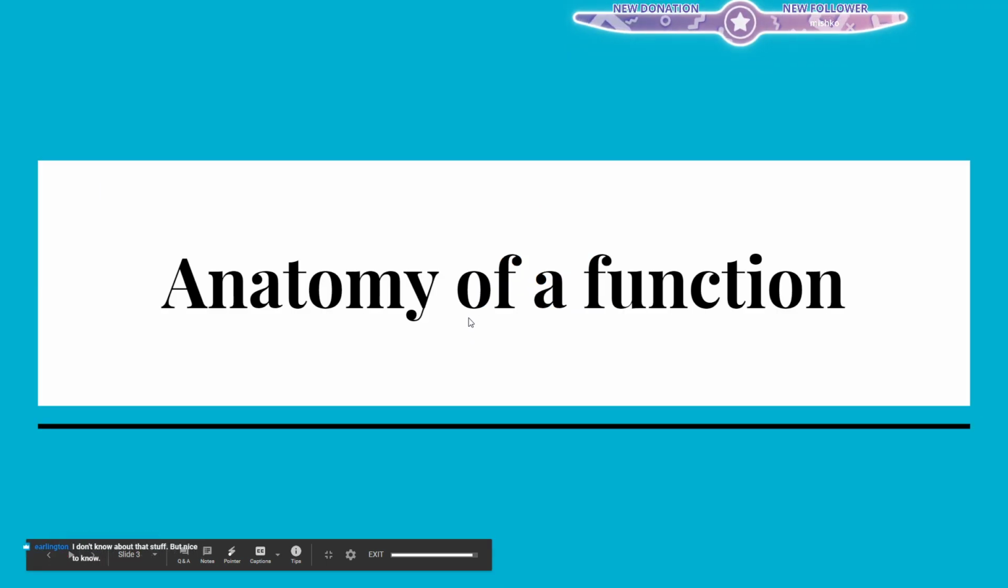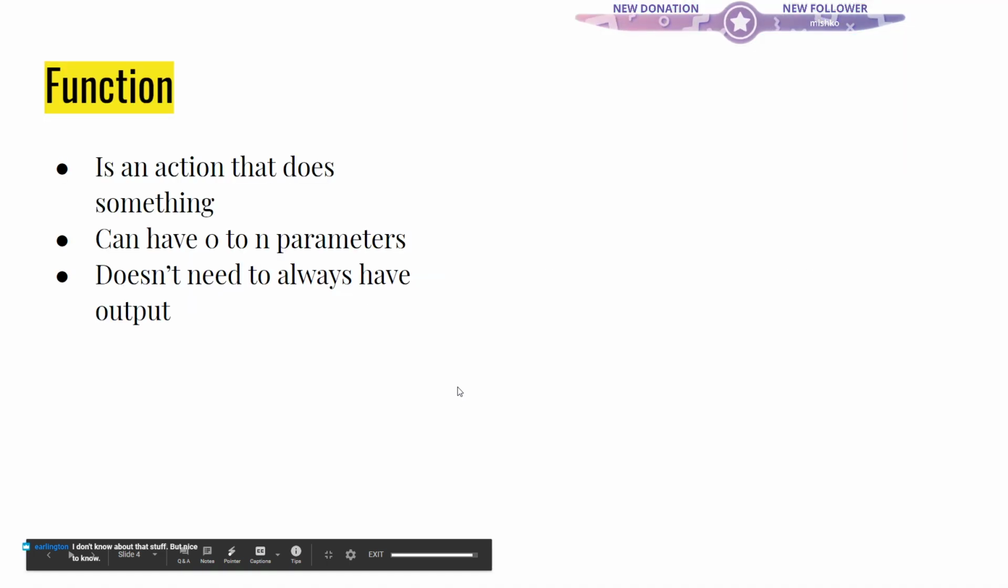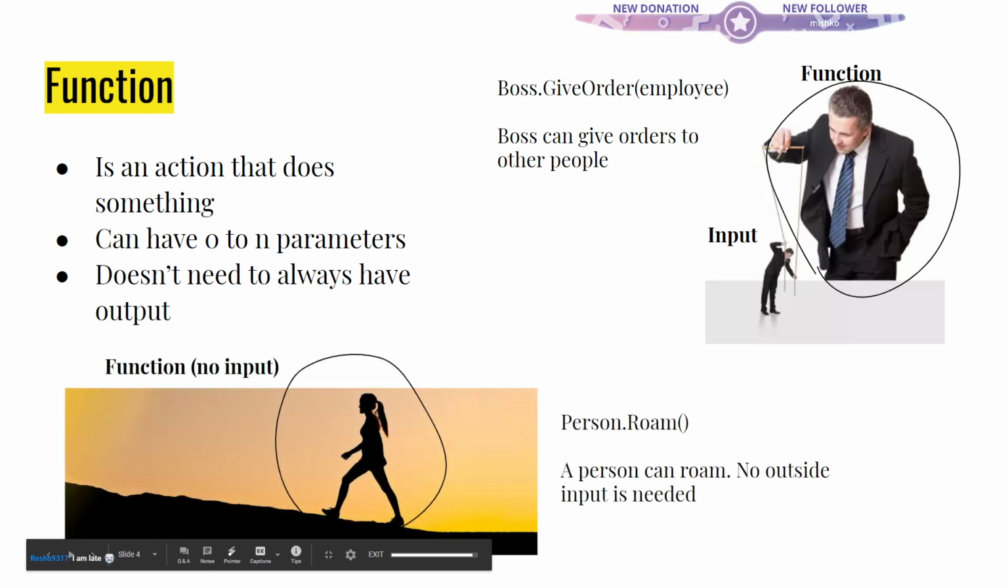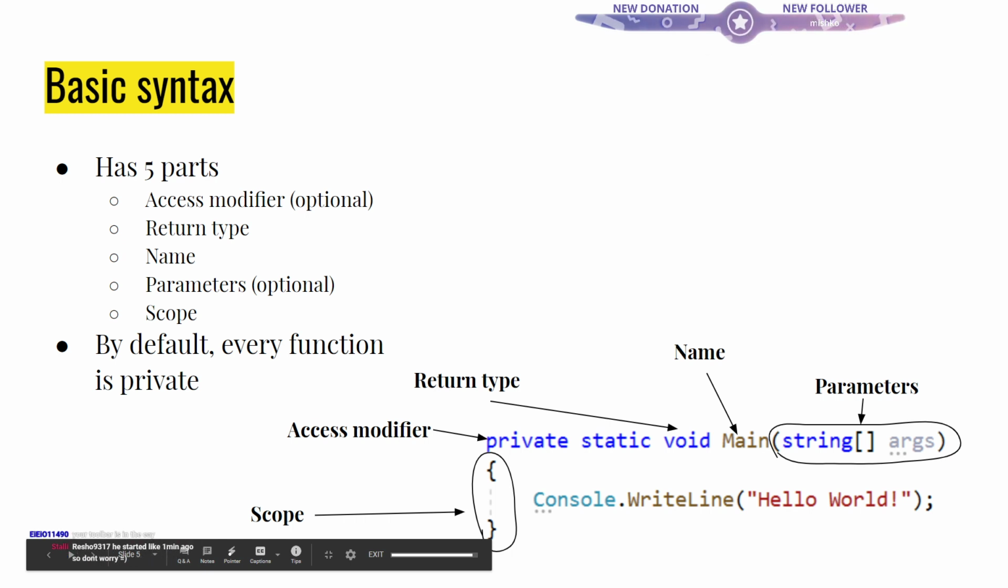So let's start with the beginning. How does a function look like? A function is an action that basically does something. You call a function and you can either give it input or just ask it to do something. An example of a function which takes input could be a boss, which takes an employee as an input and gives him something to do. So that's a function with an input. A function without input could be a person who roams, because they don't know where they go and they can completely manage their own direction. So they don't need input. They just randomly walk in different directions.